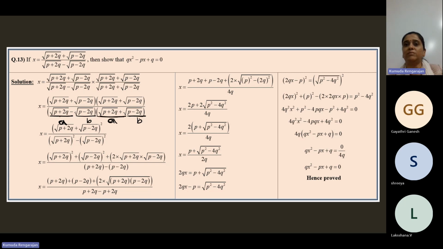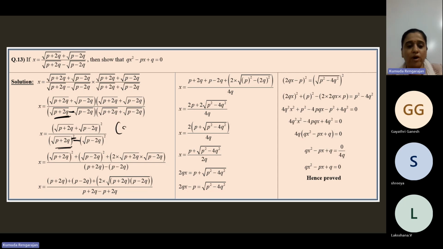So (a minus b) into (a plus b) is a squared minus b squared. Right, a squared minus b squared. So this is a squared minus, why minus? Because the identity says minus. Minus is not from here or anywhere; minus is from the identity.